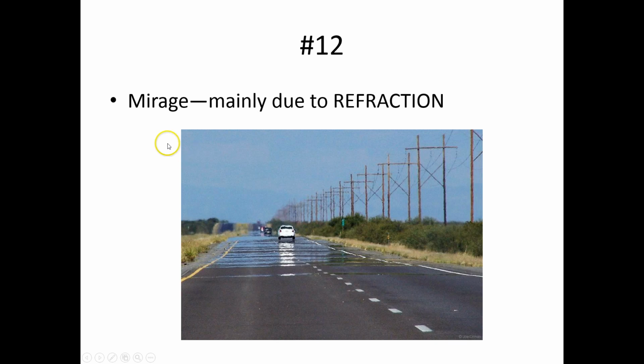Number 12, a mirage is mainly due to refraction. So the light comes down, it hits the surface here. The air above the surface is warmer than it is farther away from the road, and so it actually bends the light. You see this reflection, and it's due to the refraction of the light.